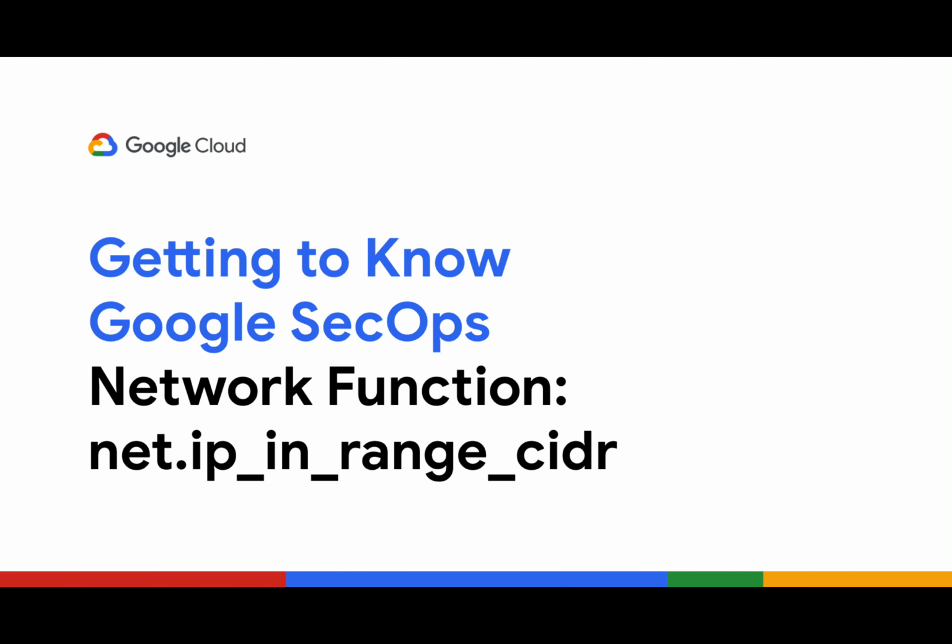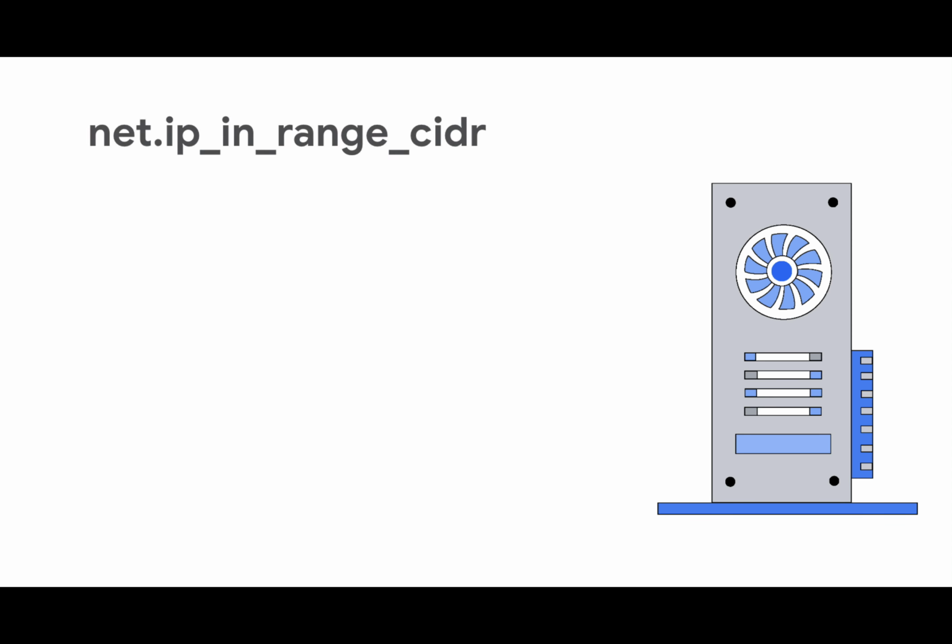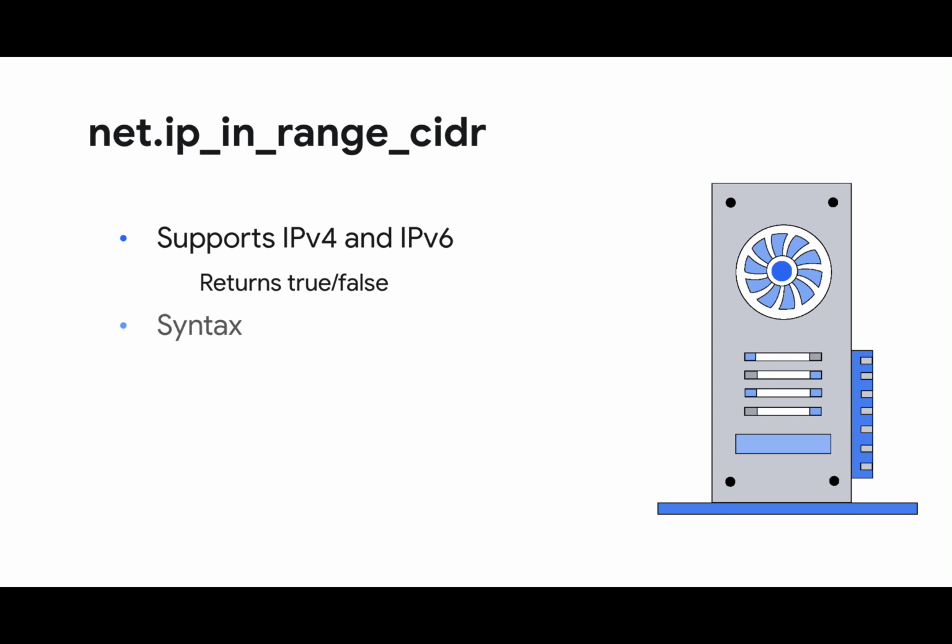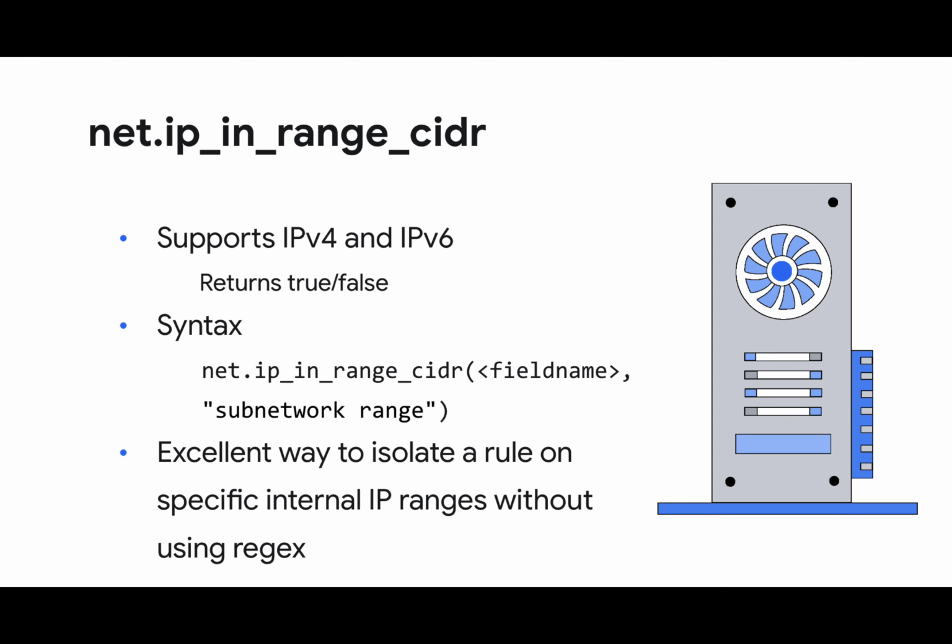I'm John Stoner, and today we're going to introduce a network function that quickly and easily can focus YARA-L rules on specific net blocks. The network function net.ip-in-range-cidr supports both IPv4 and IPv6 addresses. When using the function, we need to provide the UDM field that the IP address is in, as well as the subnetwork range in CIDR notation, enclosed in quotes. The output of this function is Boolean, that is, true or false.